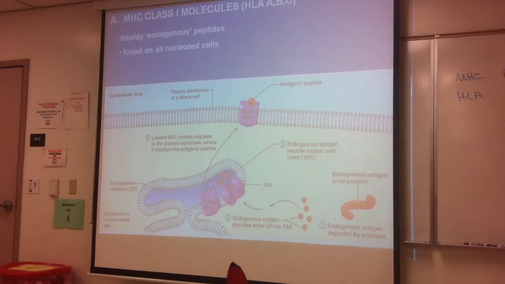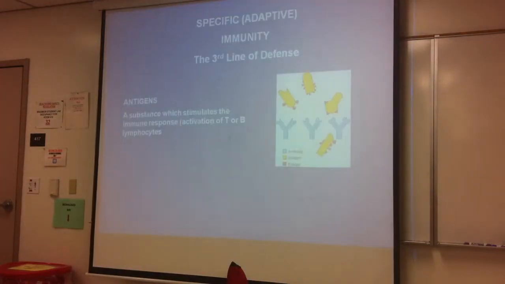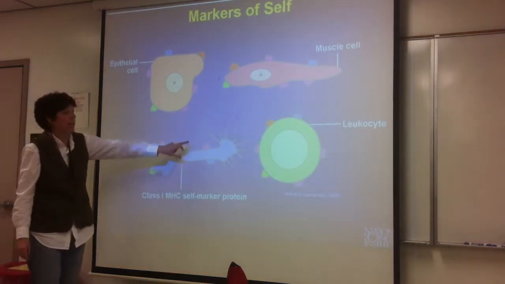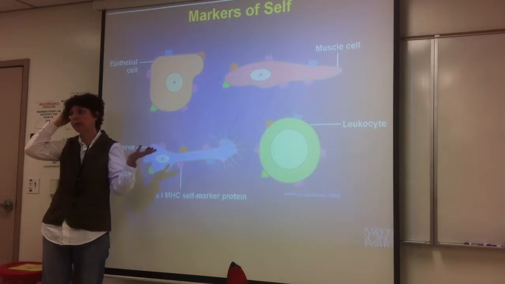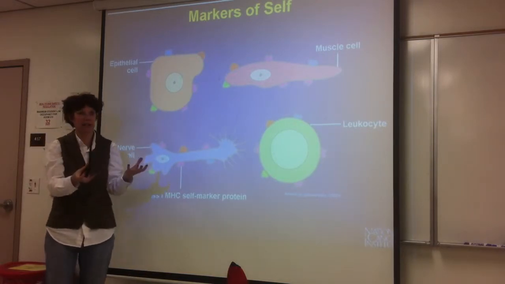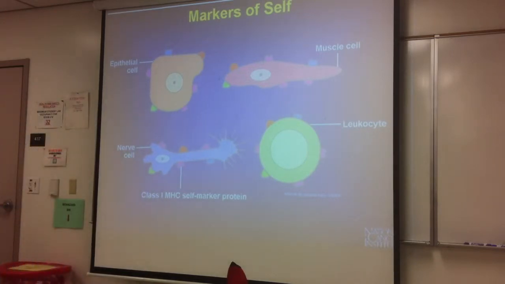All of the cells in your body that have a nucleus demonstrate MHC1 on the cell surface. All right, so back to this earlier image that I had skipped over because it was in the wrong place in my slide. All the cells in your body are going to have these self-marker proteins, except for red blood cells because they don't have a nucleus. So how do they get there? It's how your body knows that you're you. Okay? So how do they get there?